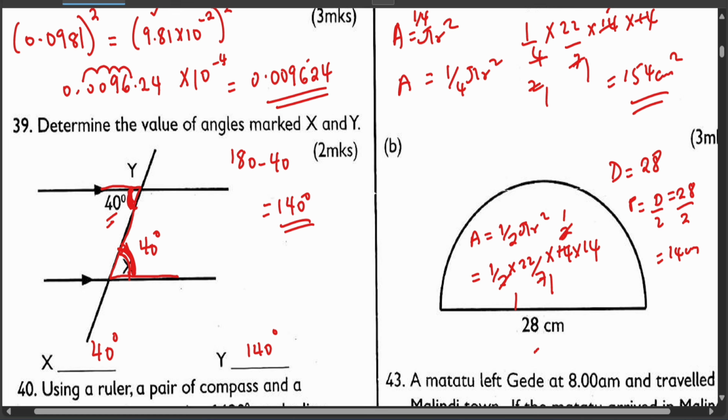So 22 times 14. What does it give you? Let me think using my mind. Okay, the area should give you 308 square centimeters. Hopefully that answers your question.